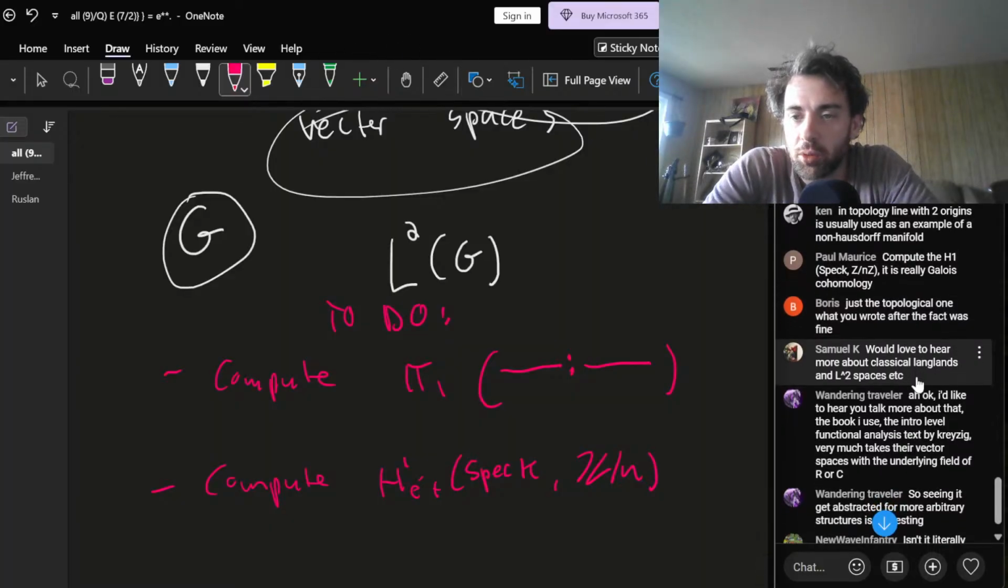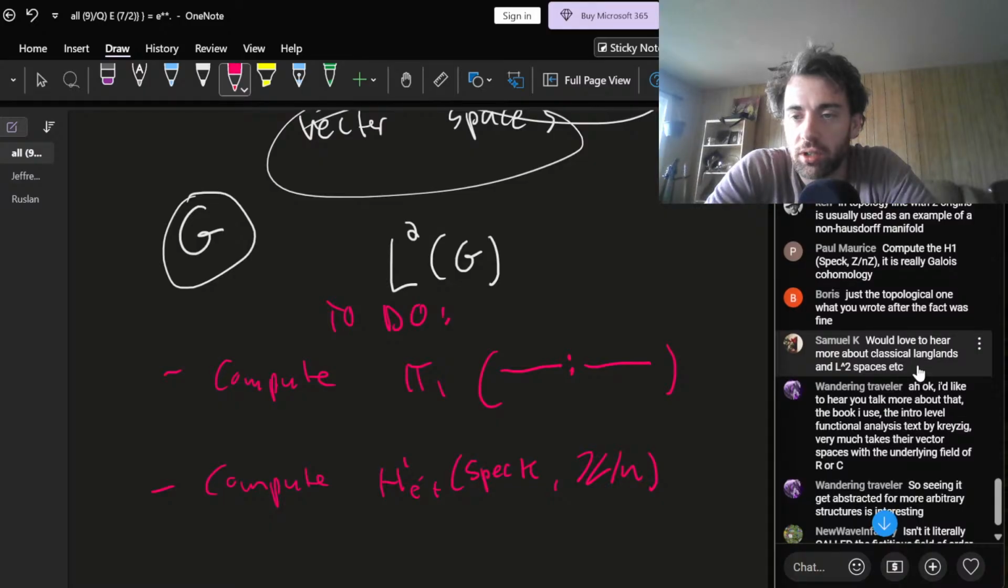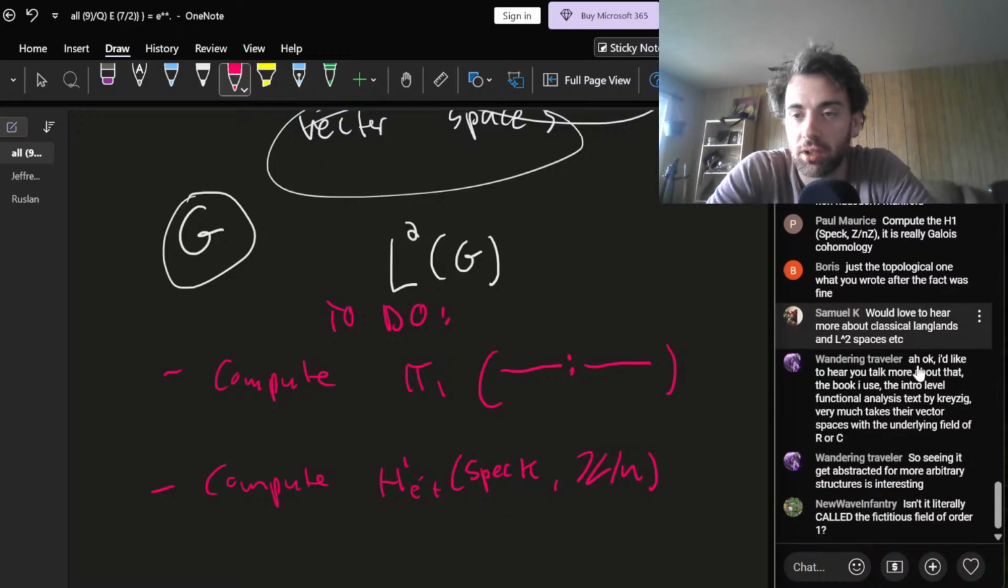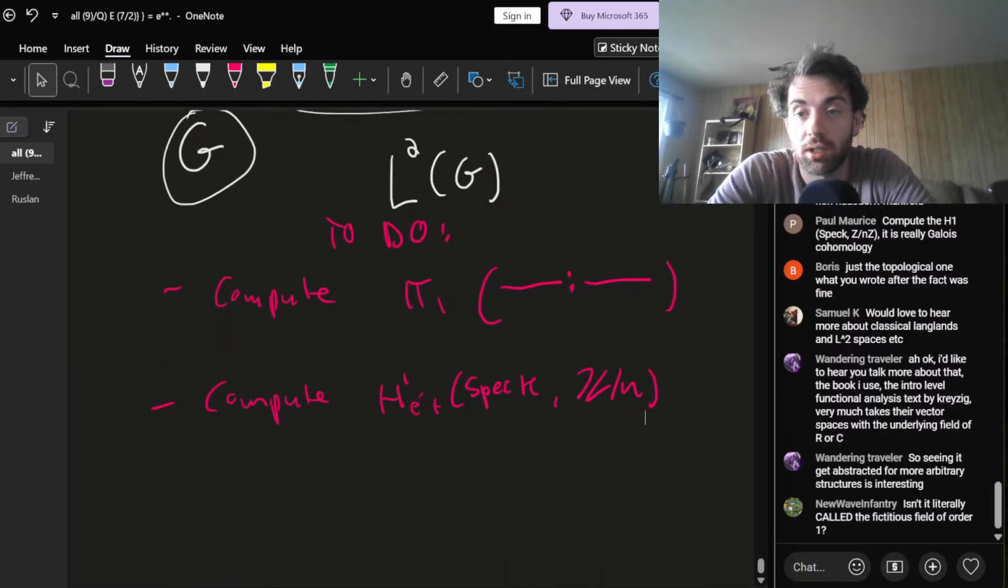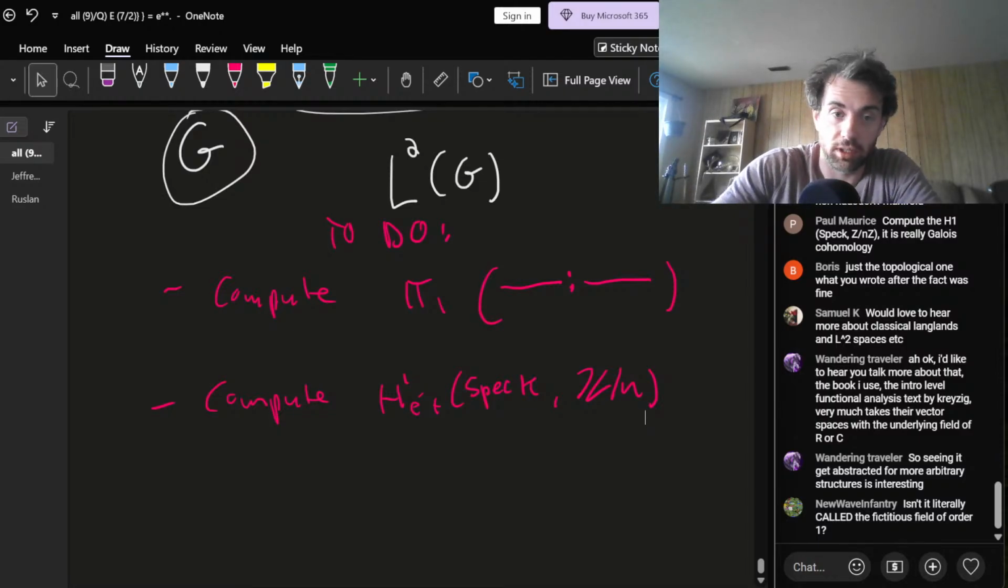Would love to hear more about classical Langlands and L2 spaces. I don't work as much with the L2 space theory, but we could definitely talk more about it. But I definitely encourage you to go look it up. What's a good resource for that? You could look at Getz and Hahn's book.